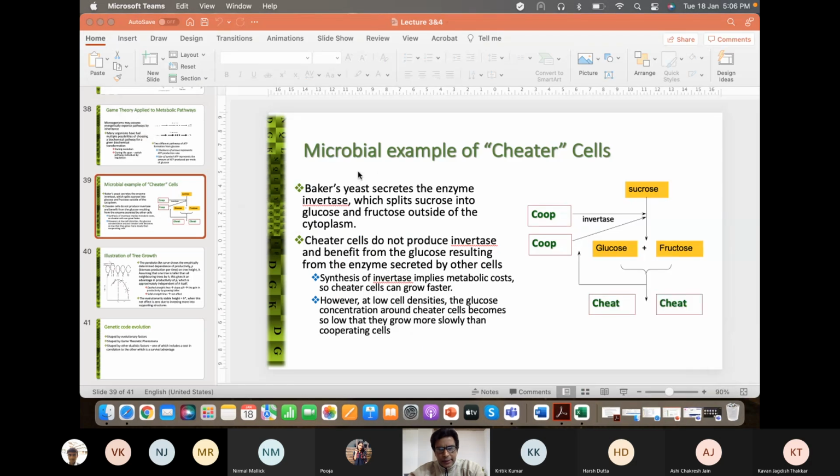So we are looking now at another example of the application of the game theory principles. For example, we can have two sets of microorganisms. One are called the cooperative cells, the other one are called the cheater cells. Now, the cooperative cells are those cells which have the capacity of converting sucrose to glucose and fructose. For example, the baker's yeast can do this. It can synthesize an enzyme called invertase, and it can break down sucrose into glucose and fructose, and this is of course happening outside the cell, outside the cytoplasm.